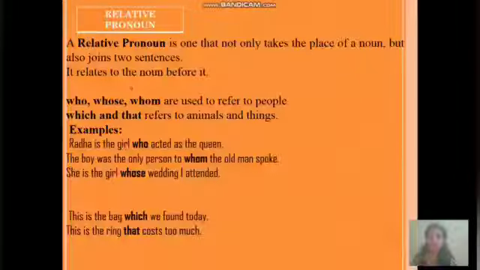So relative pronouns are used to join two sentences. If you look at these sentences, you can see that Radha is a girl. She acted as a queen. So these are two individual sentences, and these sentences have been joined using these relative pronouns: who, whom, whose. So a relative pronoun is used to join two sentences together, and the second function is that it relates.